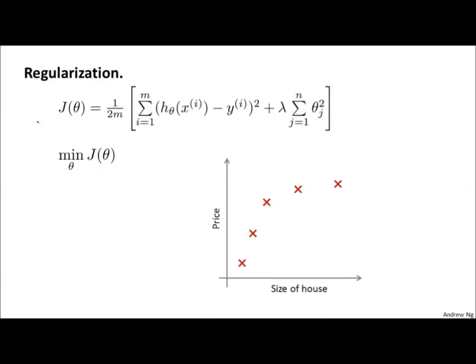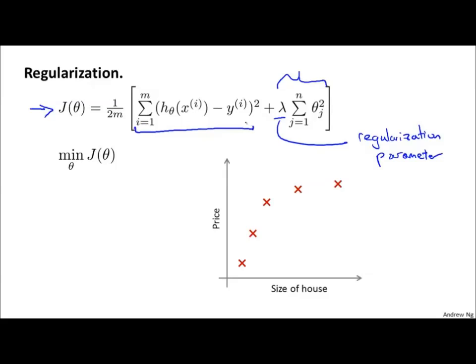Writing down our regularized optimization objective, our regularized cost function again, here it is. Here's J of theta, where this term on the right is the regularization term, and lambda here is called the regularization parameter. What lambda does is it controls a trade-off between two different goals. The first goal, captured by the first term in the objective, is that we would like to fit the training set well.